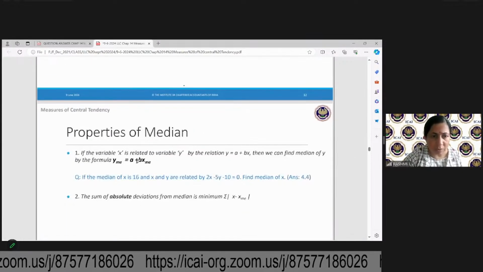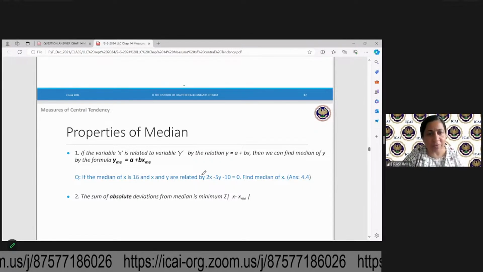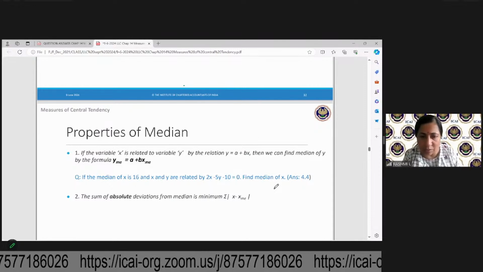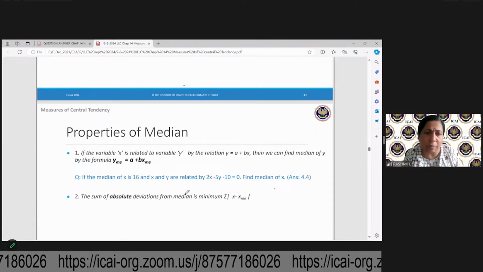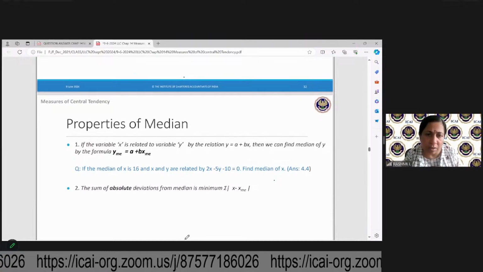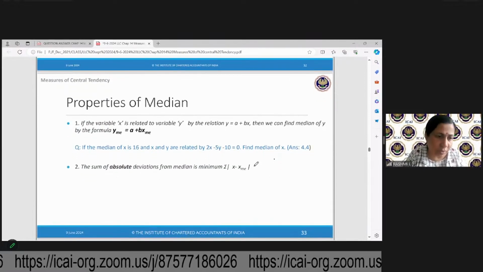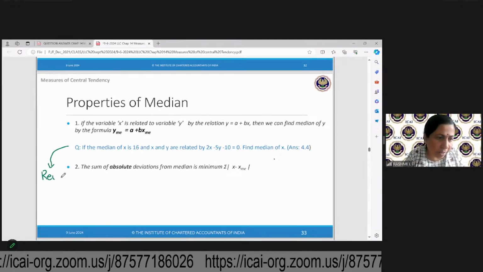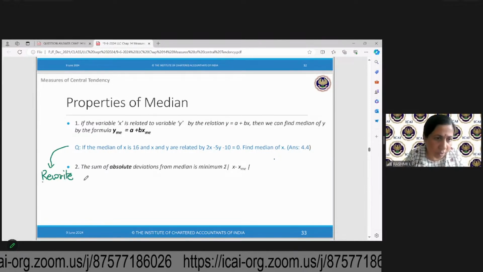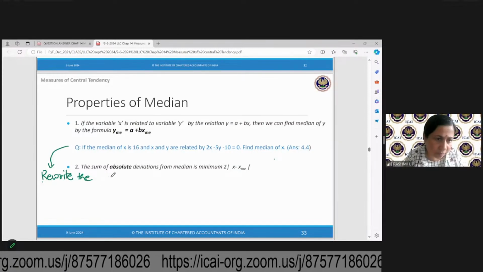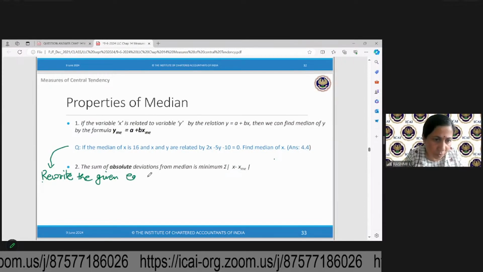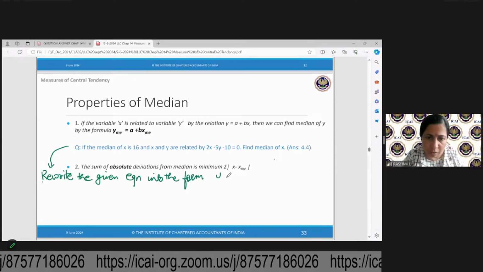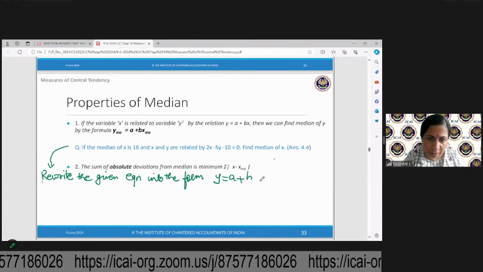If the median of x is 16 and x and y are related by this equation, find median of y. See, always remember these questions, you don't get afraid, because what happens is you have to just rewrite. Okay, so important word here is, we are doing this sum first, rewrite the given equation into the form y is equal to a plus bx.